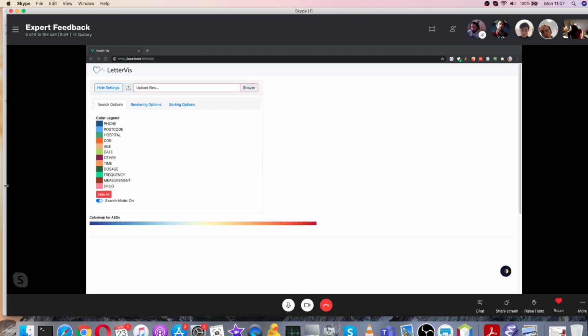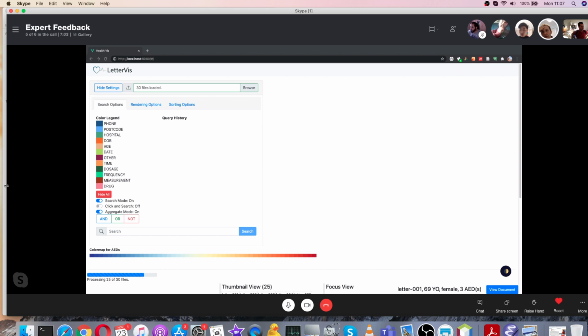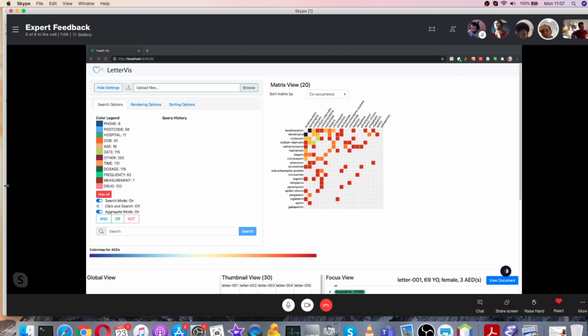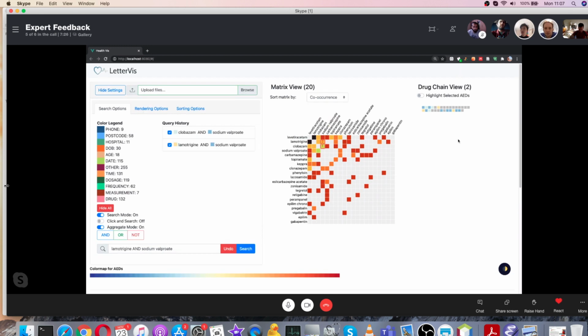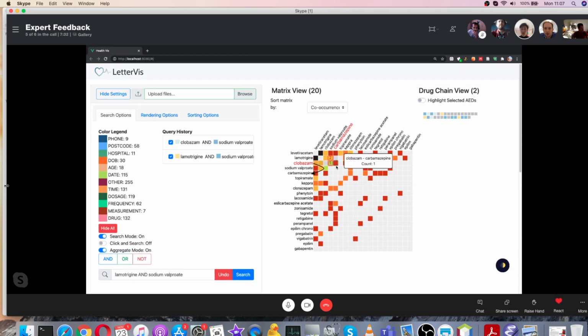And so you're seeing spatially where in the letter the term is, as well as how often it comes up. Am I right? That's what it's showing. It's showing the order in which the drugs appear in the letter. Yeah, it doesn't show exactly where, it just shows the relative order. Okay. The graph view shows the position, actually. Okay. So when you click on a matrix cell, it generates the drug chain view. Yeah.